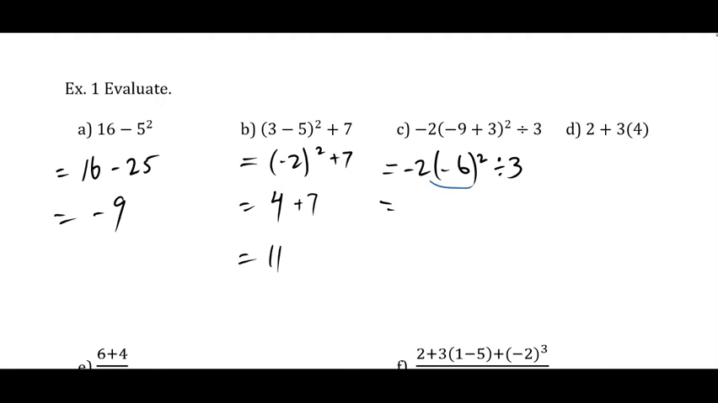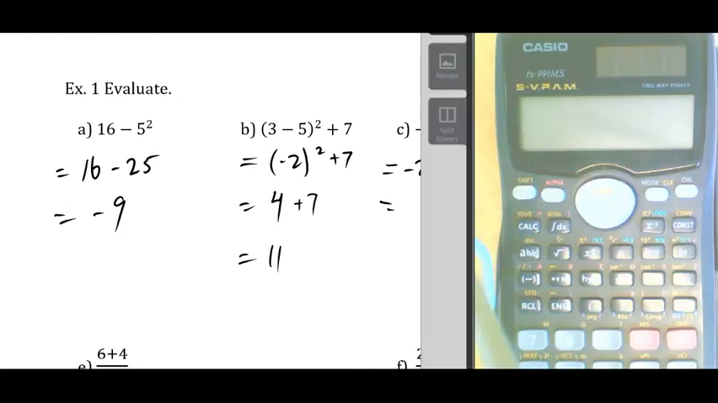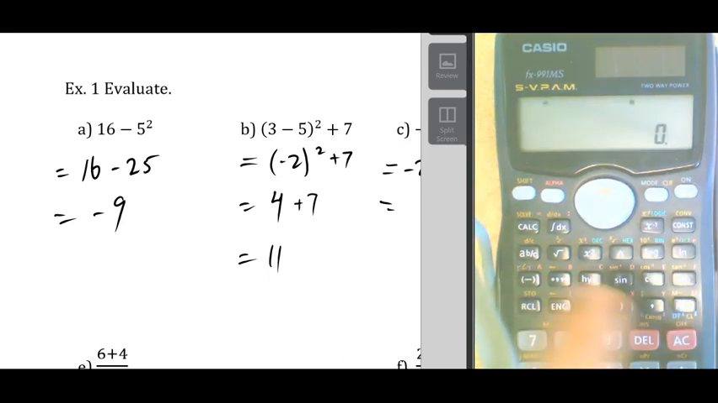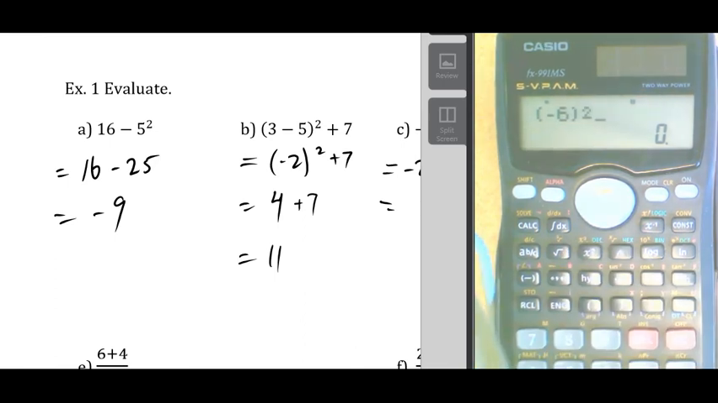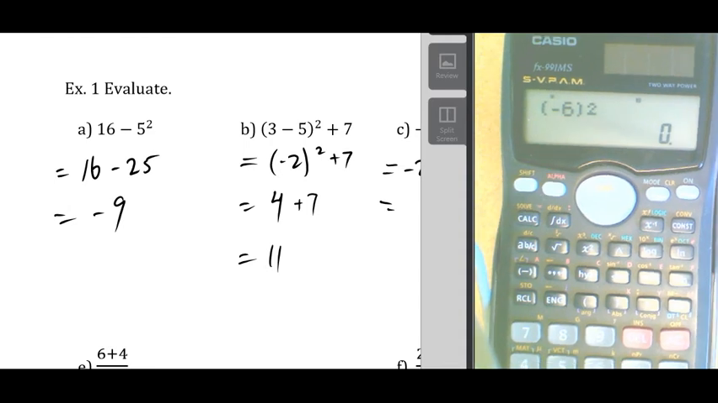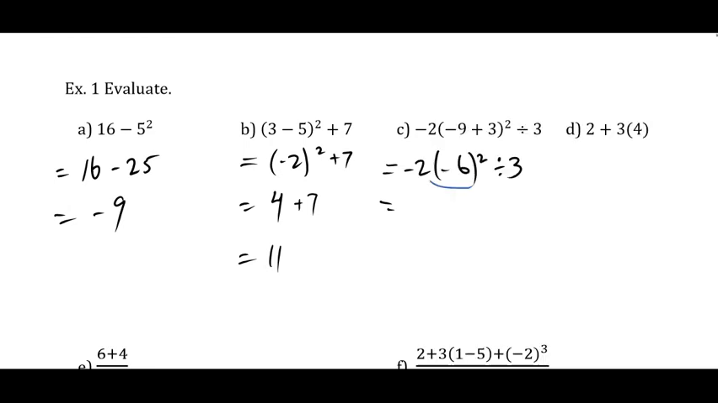So I do the exponent next. Everybody agree with that? So what is -6 all squared? Again, I can go to my calculator, but I need to put it in brackets, right? Because it's in brackets in the question. It's an even exponent. It's going to give me a positive, and 6 times 6 is 36.